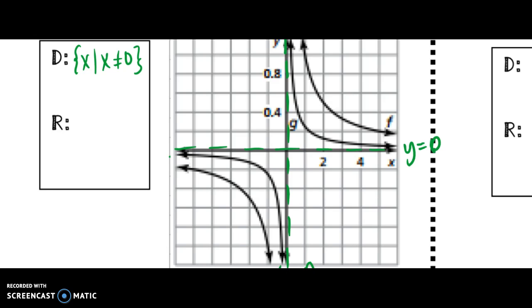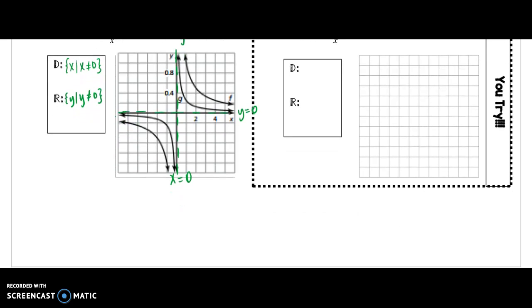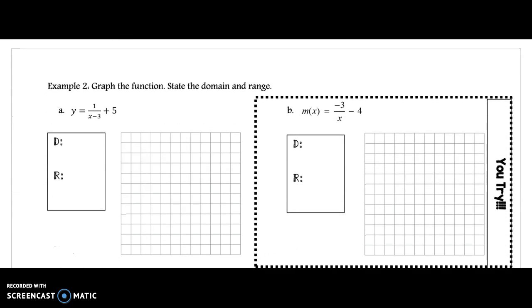The range for this function, it looks like the function keeps going all the way down and it keeps going all the way up. It should be all real numbers. However, we have an asymptote, right? And it never touches y equals 0. So our range is going to be y when y does not equal 0. I want you to go ahead and try to do part B of this example. And I'm going to move on to example 2, part A.